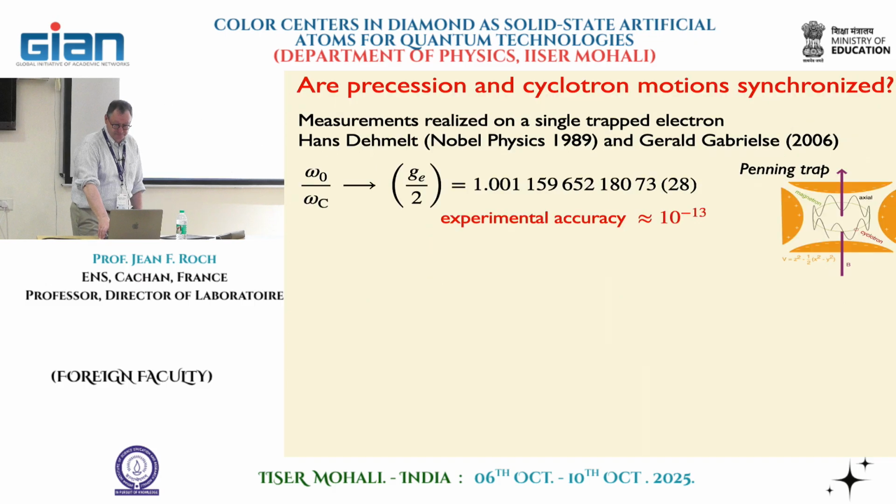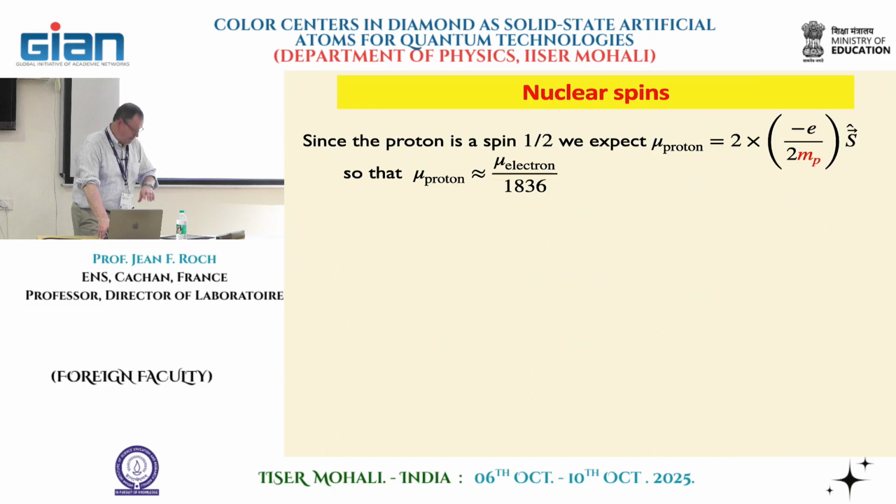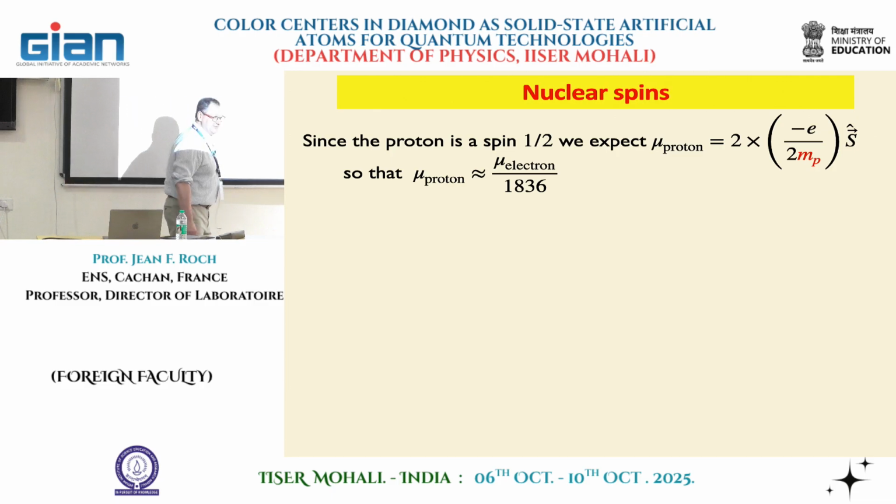Okay. I think we can make a quick break here for 5 minutes, and then we go to, now I have reminded you a little bit what the spin of an electron is. Now, since we know also that the proton is a spin 1/2, what can we say about the magnetic dipole associated to the spin 1/2 of the proton? Okay, we make a 5 to 10 minute break, and then we continue.